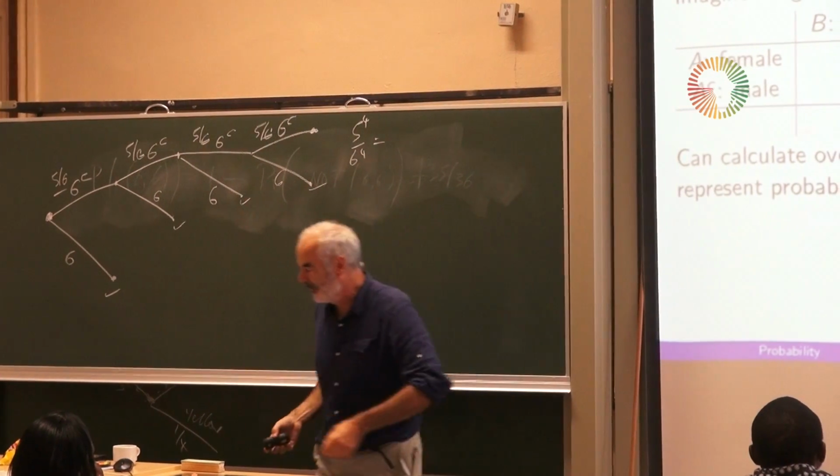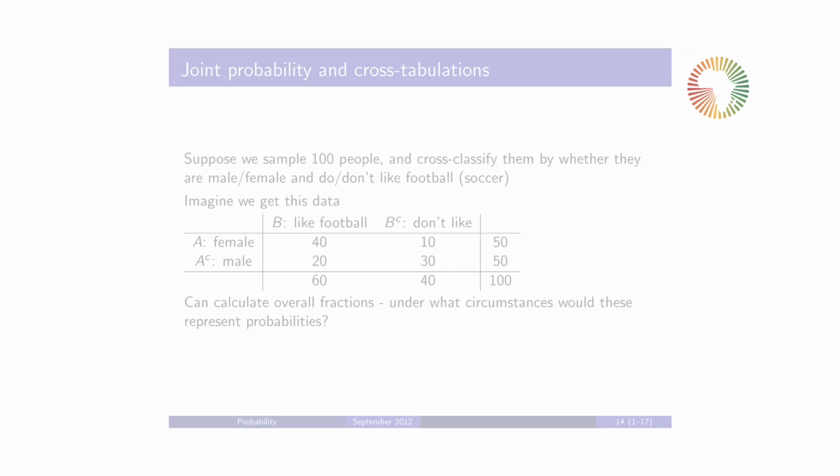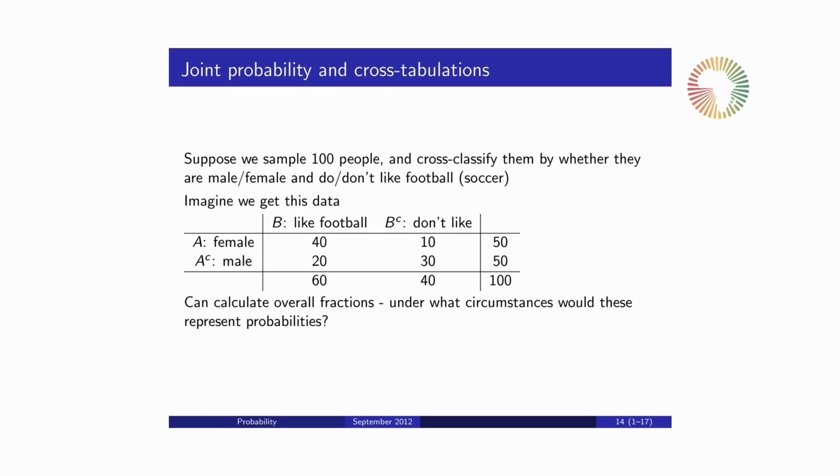Okay, let's get on to another thing, which is conditional probability. This is rather important. This is the start of what we call Bayesian reasoning, which we're going to do quite a lot of.